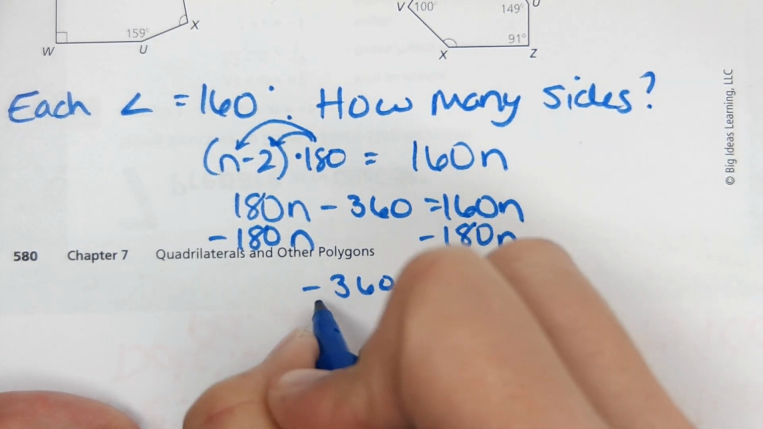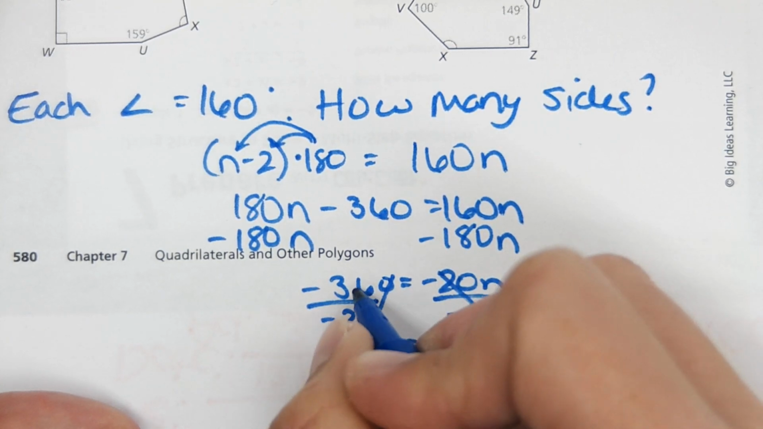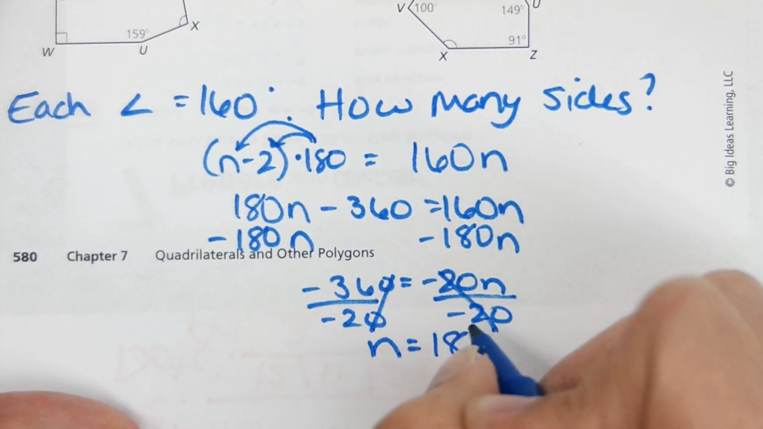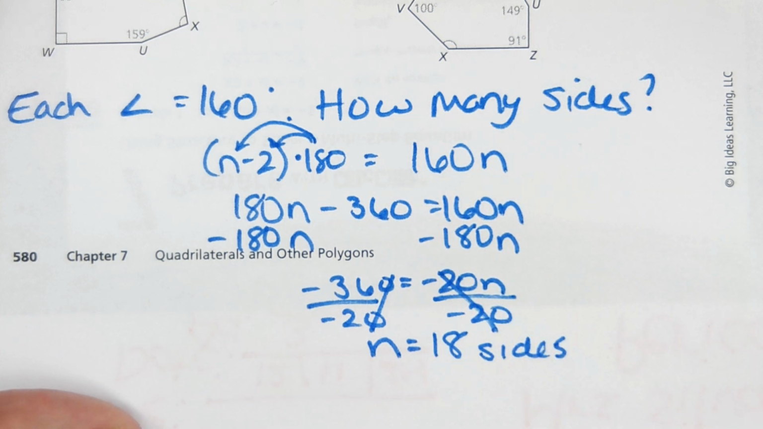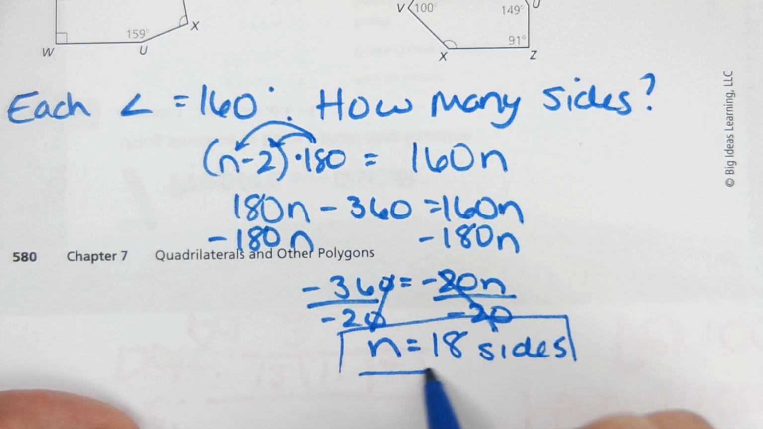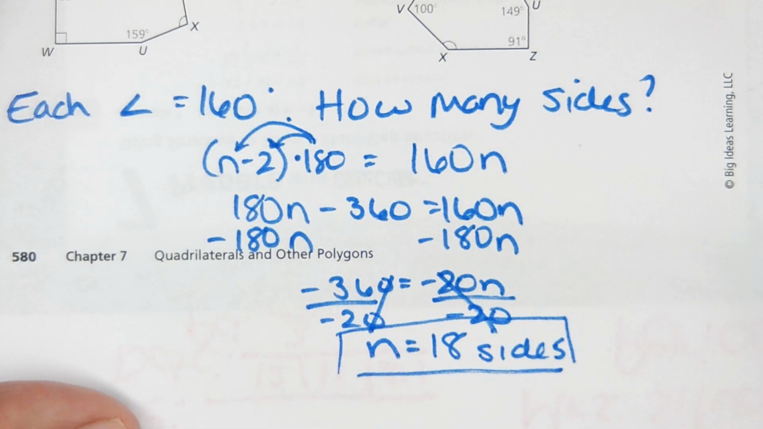Divide by negative 20. And n equals 36 divided by 2, which is 18. So 18 sides. So that's how you do it. If you get that one, that's the actual answer. Or if you get something similar, that's the process.